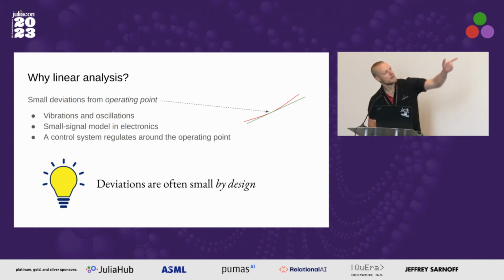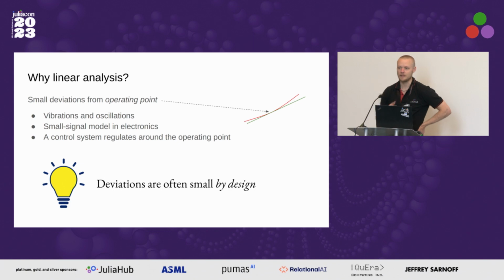So I had drawn a nonlinear function there and a linearized version of that function. And the operating point is the point in which we perform the linearization. So it's the point in which we operate our dynamical system. And this kind of small deviations from an operating point typically occurs when we have, for instance, vibrations. So if you think of a building vibrating, hopefully the vibrations are not too large.